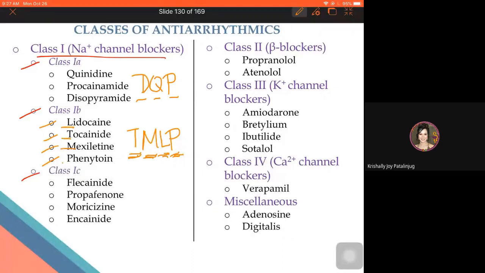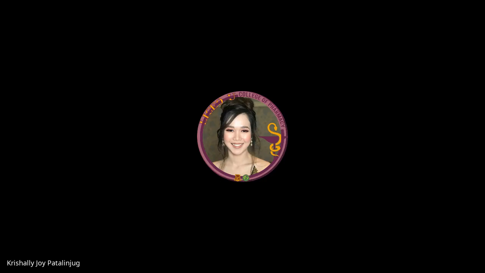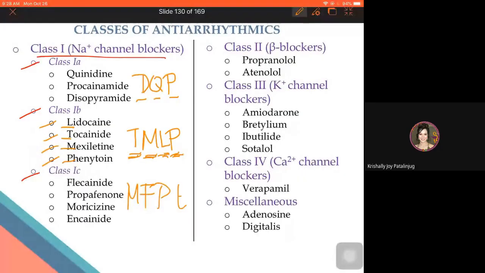Next, for class 1C, our mnemonics is MFPE. Since earlier you already had a burger, the double quarter pounder, you can upgrade it into a value meal. Of course, a value meal comes with the burger and fries. So request more fries, please. That is the common cue for class 1 antiarrhythmics. But you can actually make your own mnemonics. It depends on you.